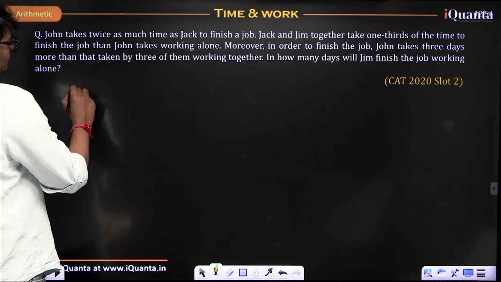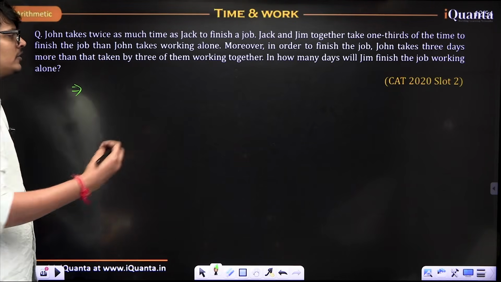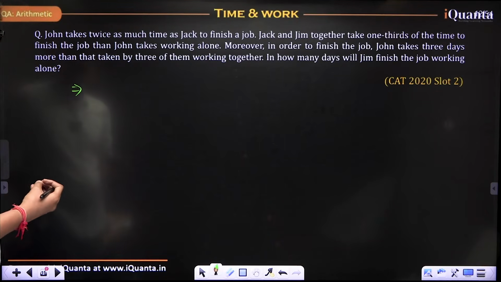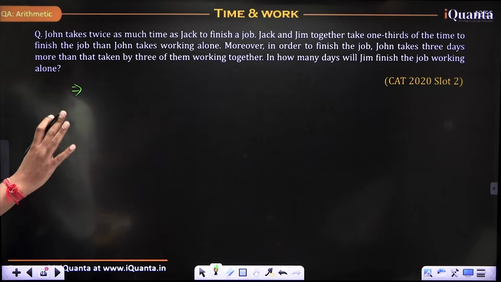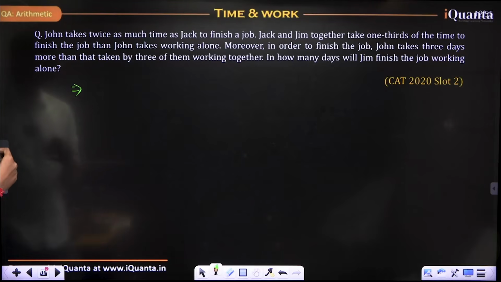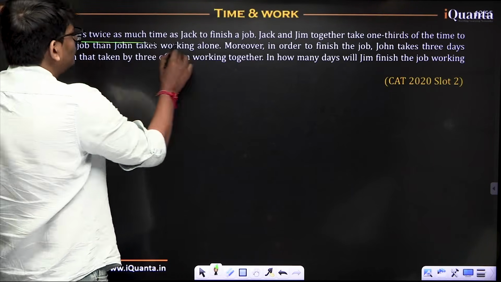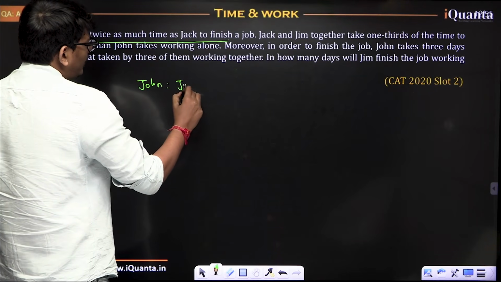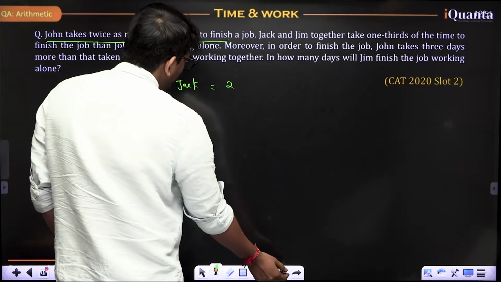Moving on. John takes twice as much time as Jack to finish a job. Jack and Jim together take 1/3 of the time to finish the job than John takes working alone, and lots of information given to us. In how many days will Jim finish the job working alone? So how to find out this? Let's see. So John, focus karte, John and Jack. Efficiency ratio is what? 2, ये है टाइम का रेशियो. टाइम का रेशियो कितना है?